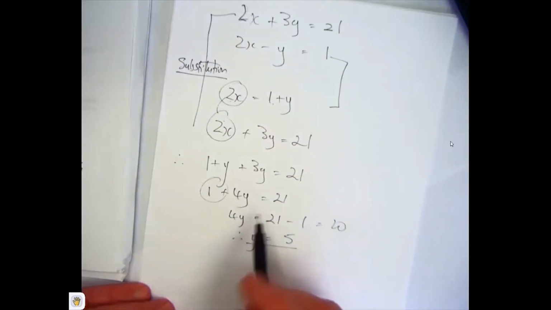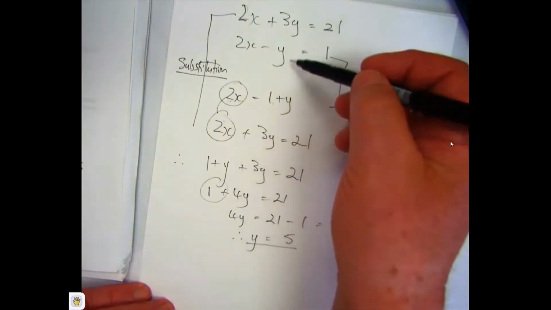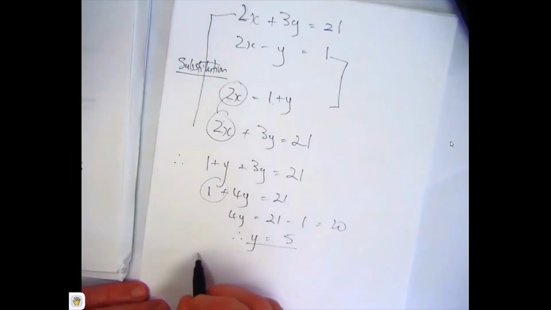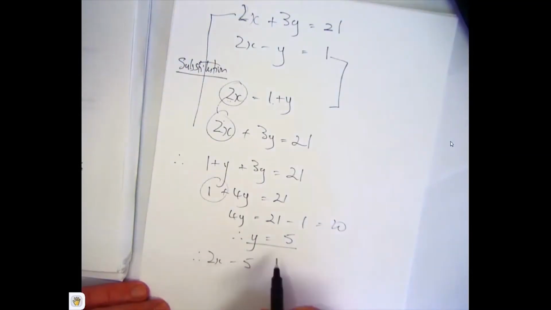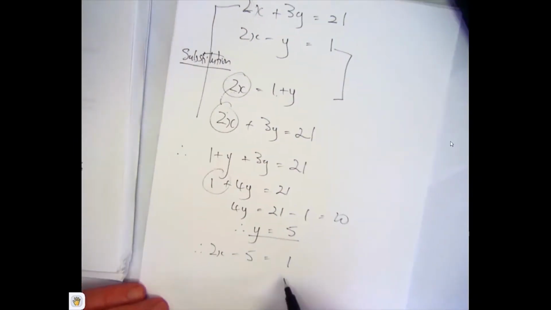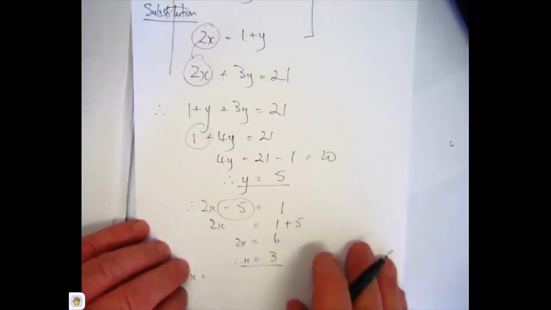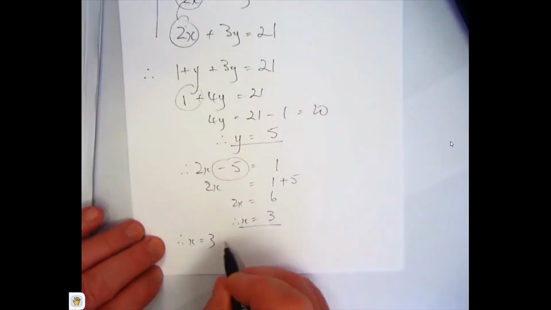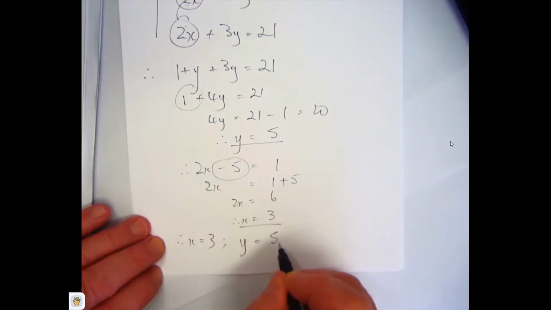To get the other answer, I put this back into either of these two. I usually choose the simpler of the two, and I say, right, 2x minus 5, because y is 5, equals 1. Now, I know you can do this by guesswork, but we don't need to bother with that. We can do it more precisely. 1 plus 5. This comes across. Change side, change sign. 2x equals 6, therefore x must equal 3. 6 over 2 is 3. So the final answer is x equals 3, and y we said was equal to 5.